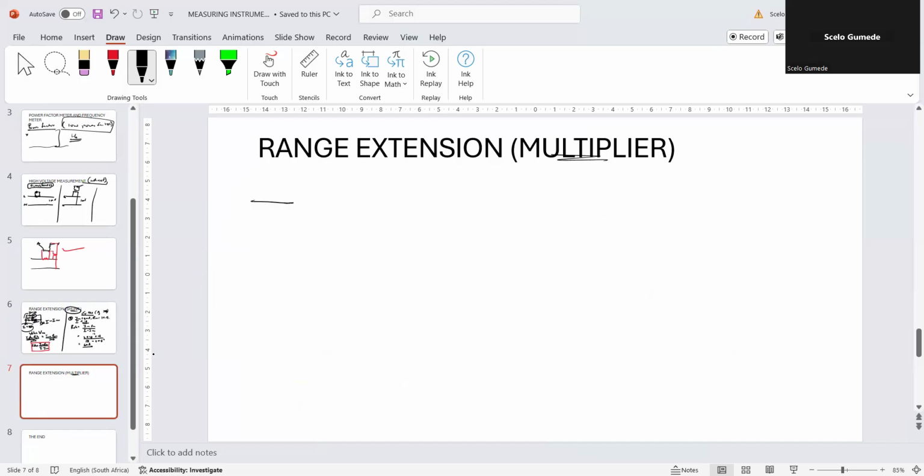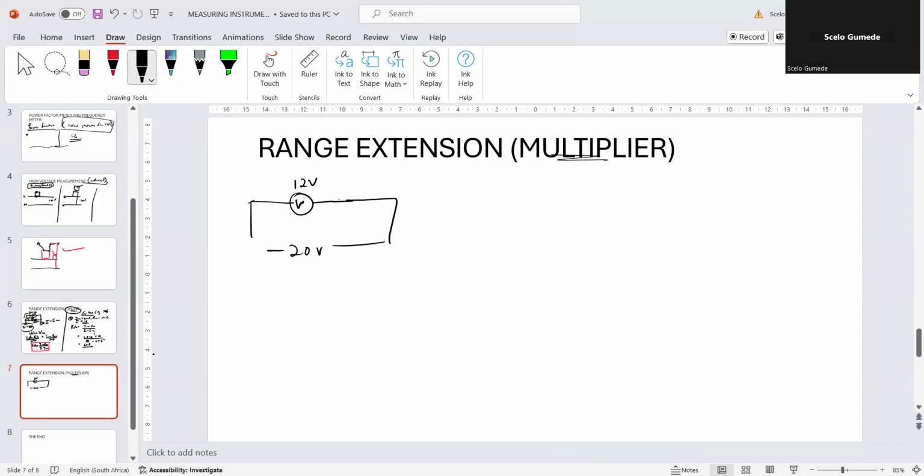So here is my meter, my voltmeter. And then here's the voltage that I'm trying to measure. Let's say I'm trying to measure 20 volts, but the full-scale deflection there is 12 volts, which means if I allow this, it is going to break.